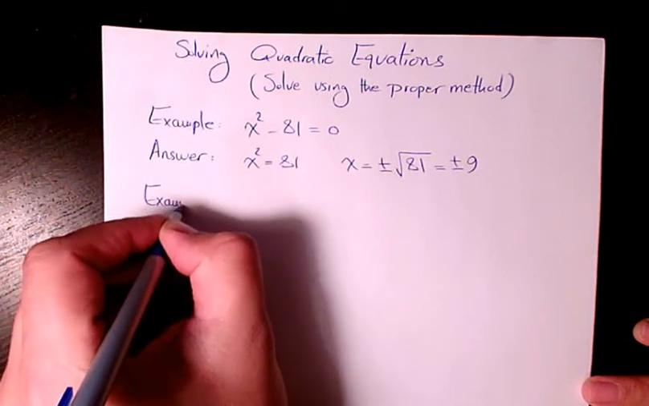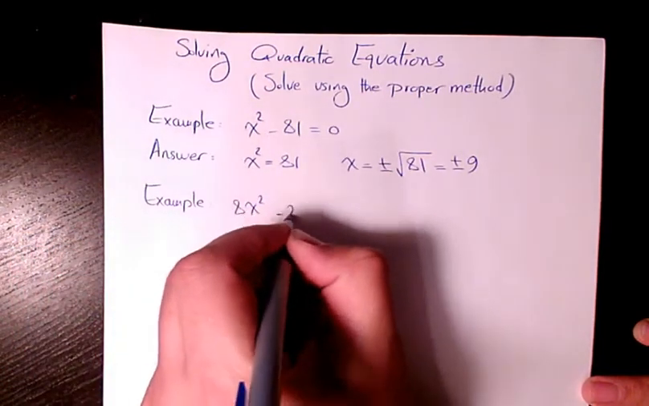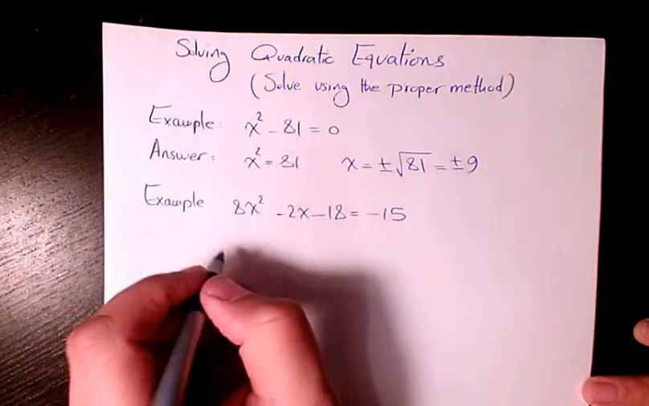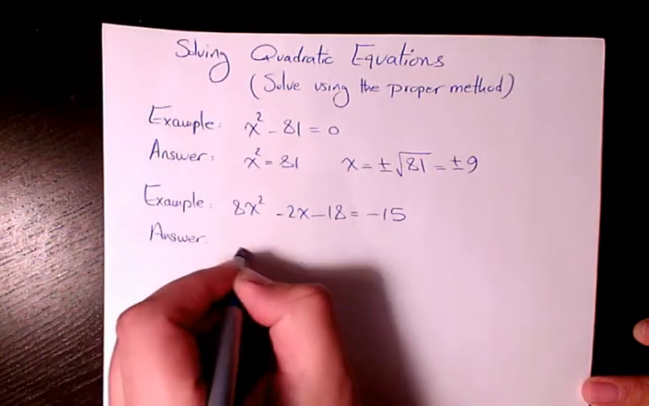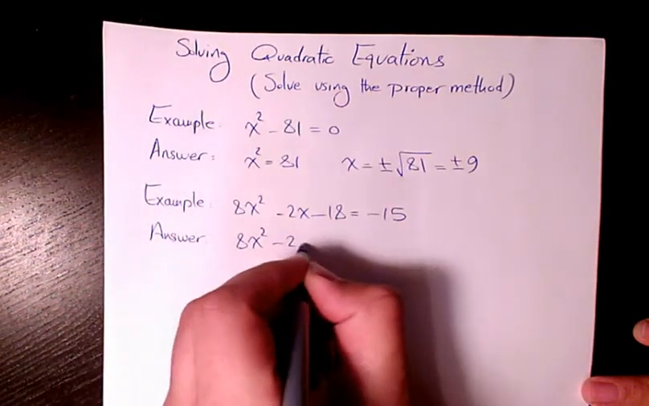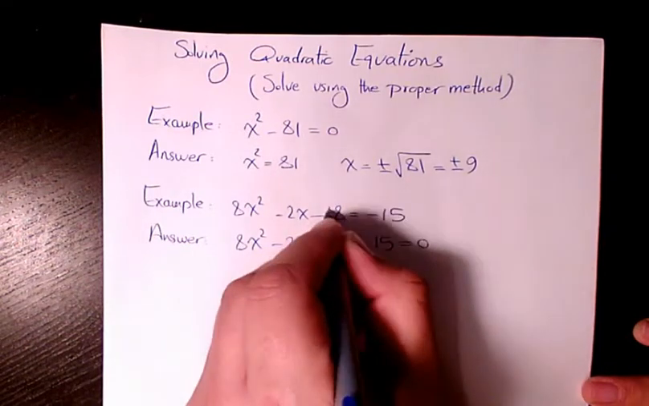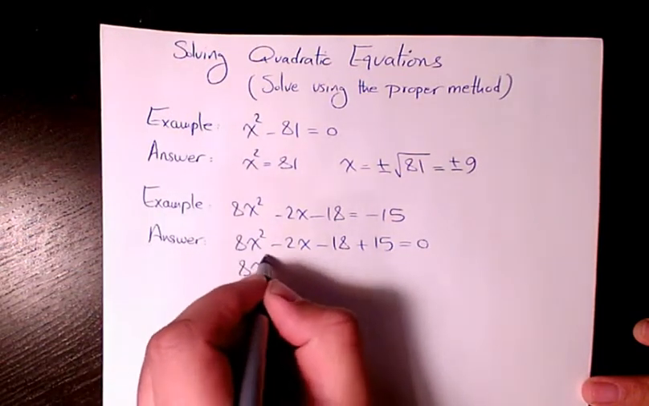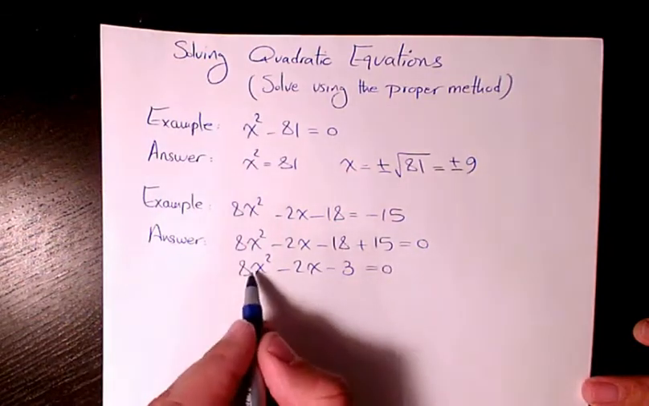Next example, we have 8x squared minus 2x minus 18 equals negative 15. So the answer will be 8x squared minus 2x minus 18 plus 15, because I moved it to the left hand side, so it becomes positive 15. So 8x squared minus 2x minus 3 equals 0.